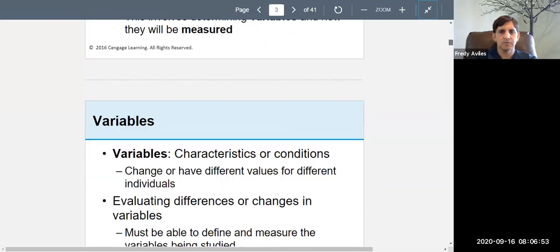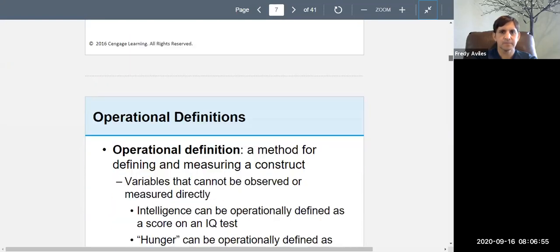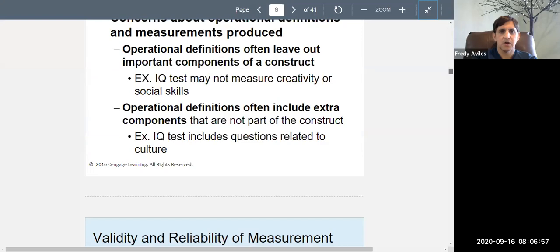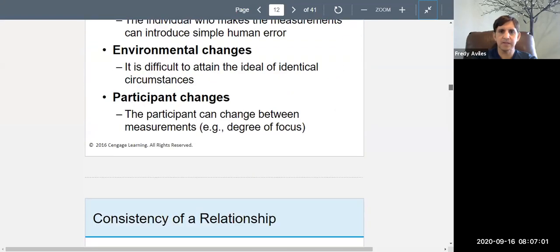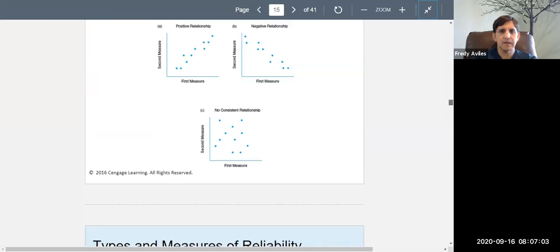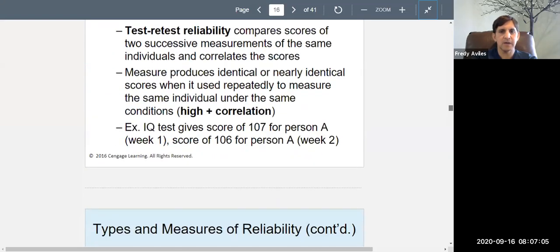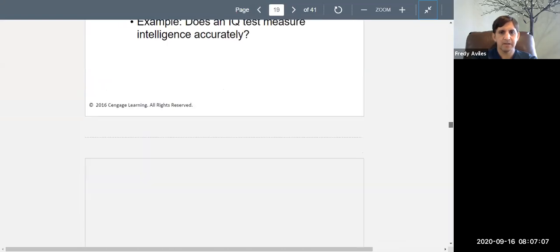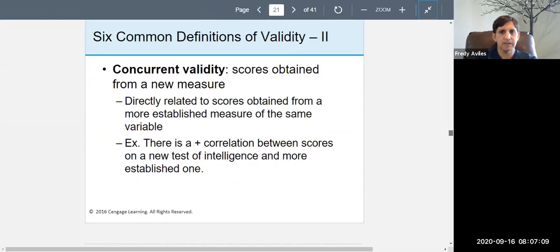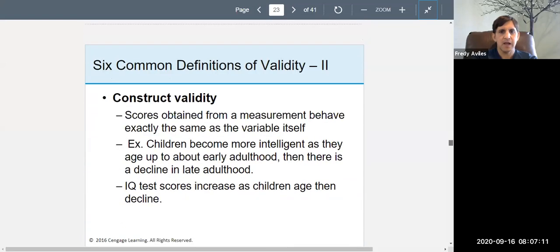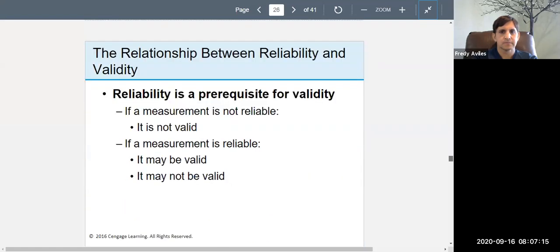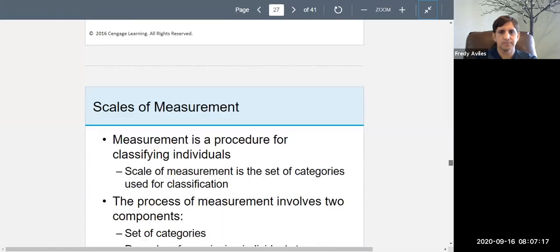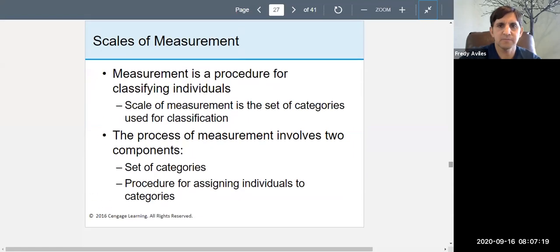We talked about variables, constructs, theories, all this stuff during our last lecture. We talked about reliability, and how to measure reliability, and we talked about validity. And that is where we left off, several types of validity. So now we need to talk about measurement, okay, specifically scales of measurement.